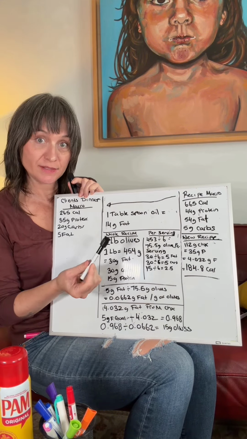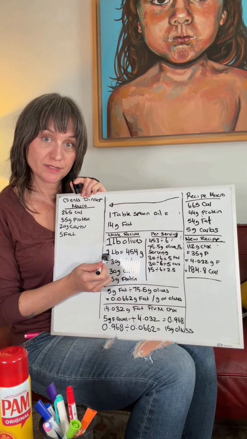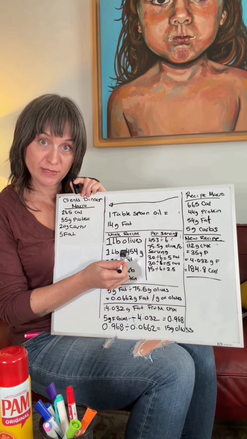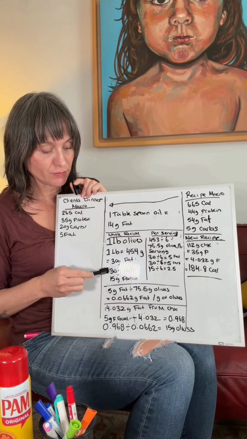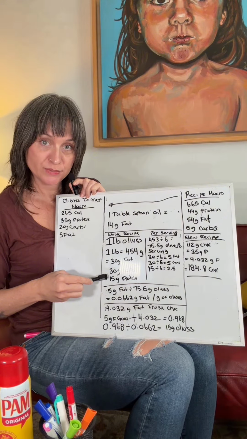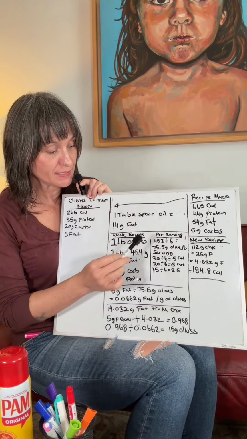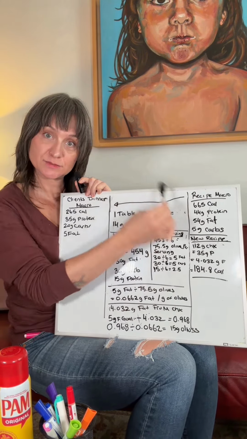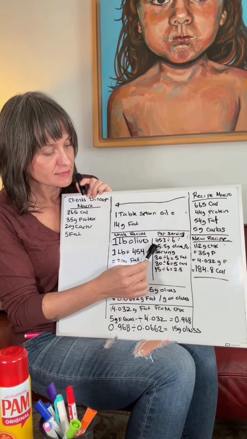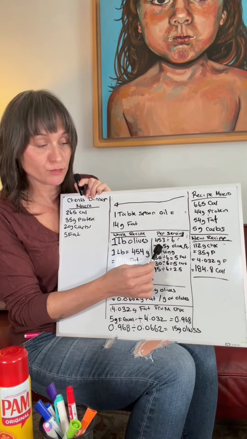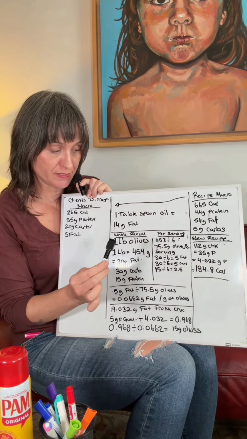And we're going to break that down into grams. So 1 pound of olives equals 454 grams of olives. Okay, so that equals 30 grams of fat, 30 grams of carbs, and 15 grams of protein per recipe, so we are going to divide that by 6 because this recipe is 6 servings. So we're going to take 454 divided by 6. That equals 75.5 grams of olives per serving.